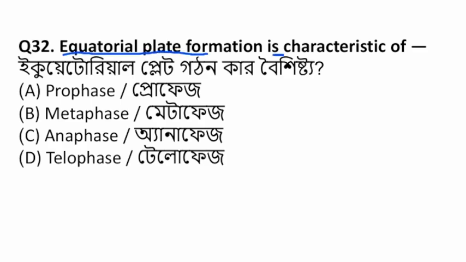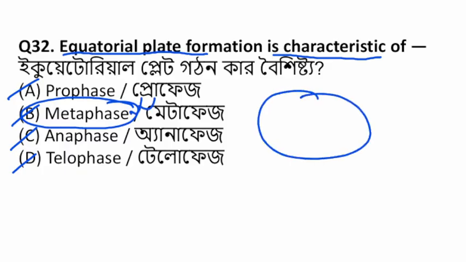Equatorial plate formation is a characteristic of: prophase, metaphase, anaphase or telophase. Equatorial plate formation is a characteristic of the metaphase stage, where the chromosomes align at the equator region.